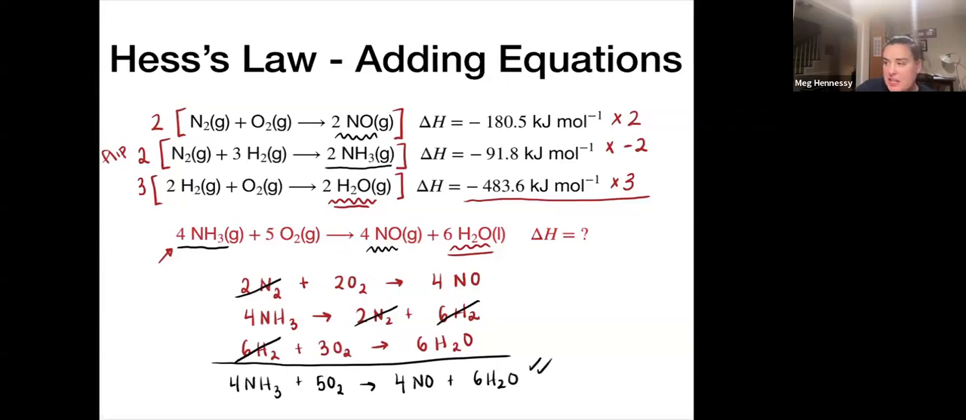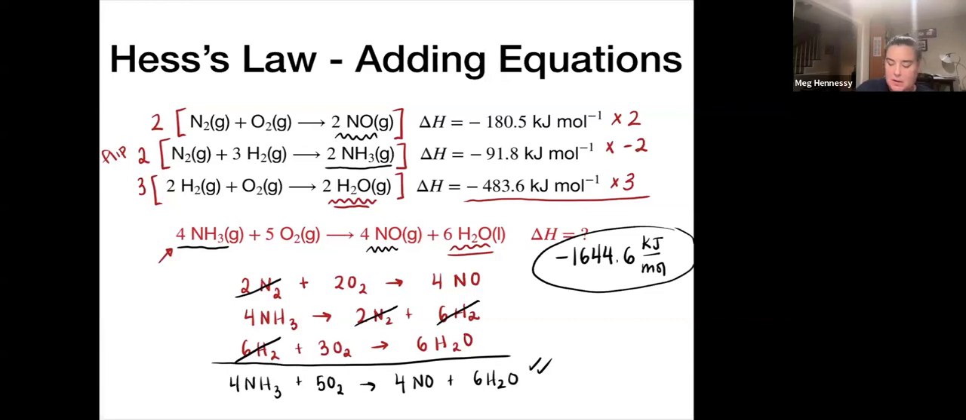And so the delta H is going to be the sum of these 3 values. And I'm plugging that in my calculator, hoping I don't make a silly mistake. And I got -1644.6 kilojoules per mole.